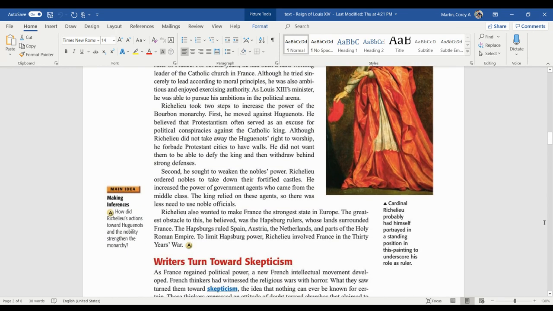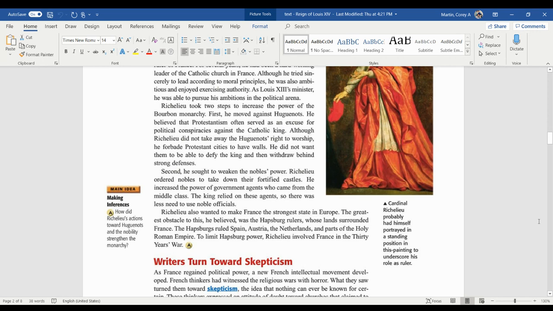Richelieu took 2 steps to increase the power of the Bourbon monarchy. First, he moved against the Huguenots. He believed that Protestantism often served as an excuse for political conspiracies against the Catholic king. Although Richelieu did not take away the Huguenots' right to worship, he forbade the Protestant cities to have walls. He did not want them to be able to defy the king and then withdraw behind strong defenses.